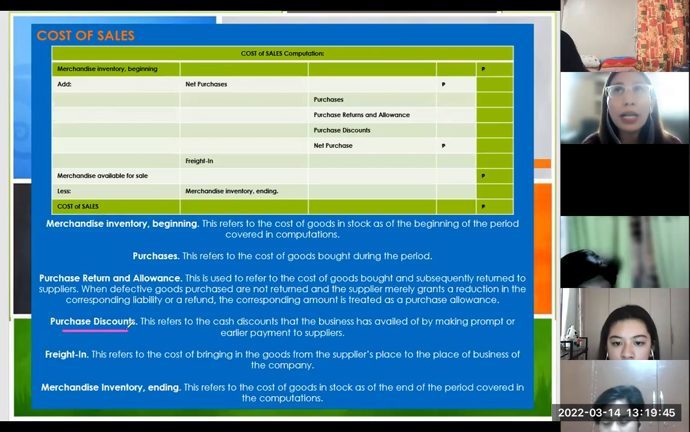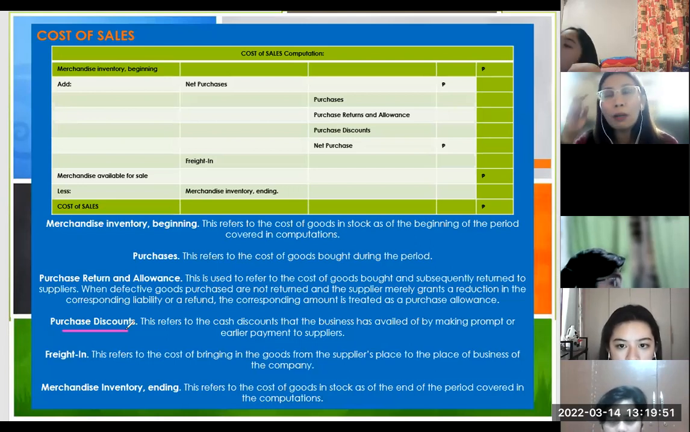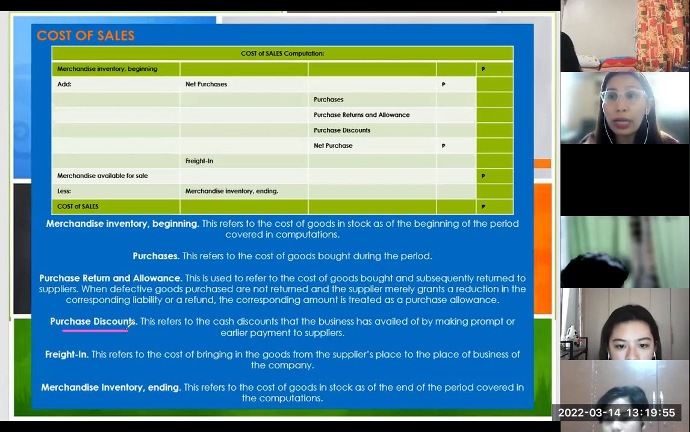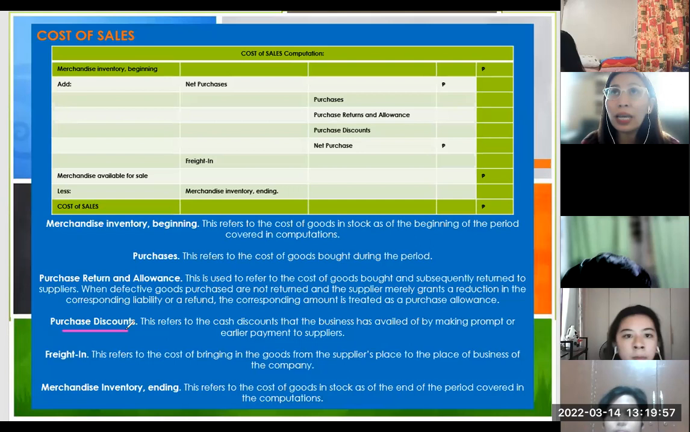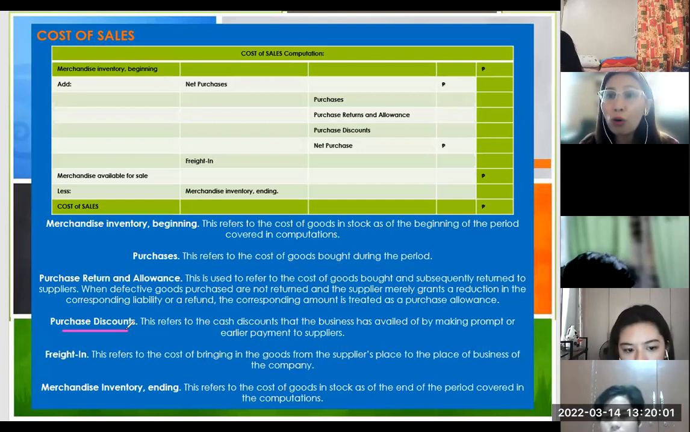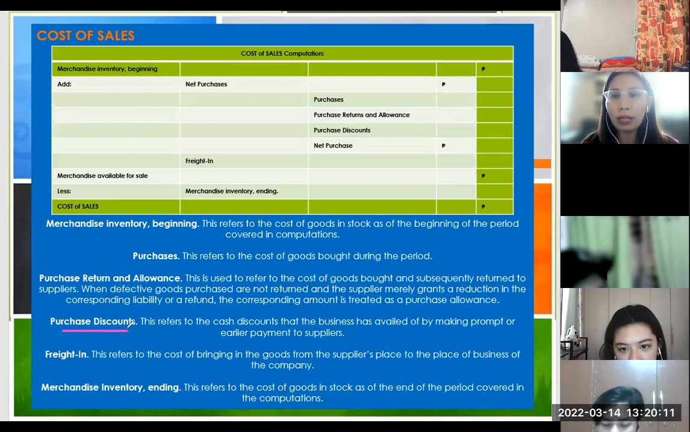Kaya yung supplier natin, binibigyan tayo ng discount. It is because we order bulk orders. And also, isa pang reason kung bakit binibigyan tayo ng supplier ng discount, it is because we pay before the due. We pay before the deadline or the date ng payment. Yan. Kaya binibigyan tayo ng discounts ng supplier.